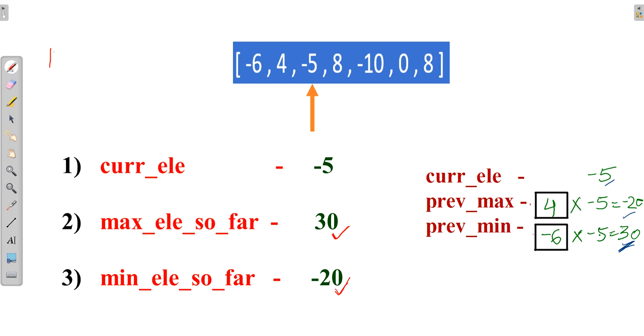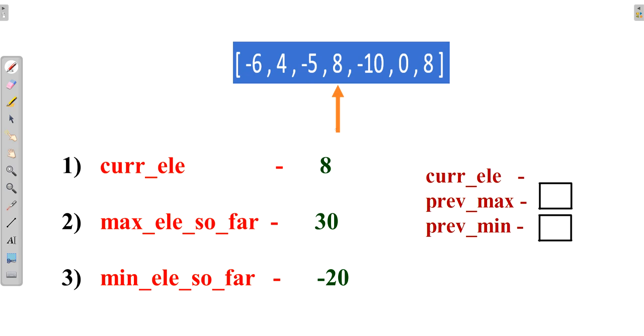Now what I'll do, I'll write over here as result, which is the maximum element so far, 30. Now we will again iterate. Current element now is 8. So I'll copy over here 8.